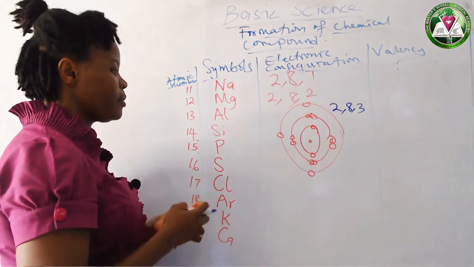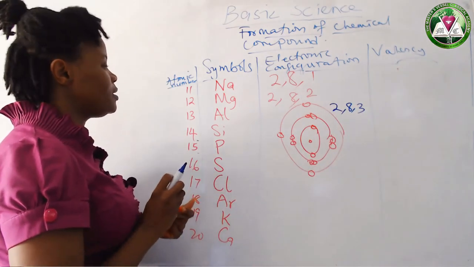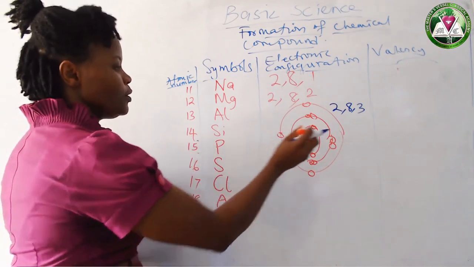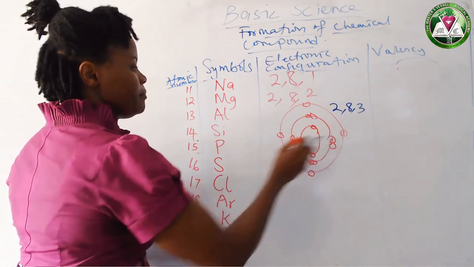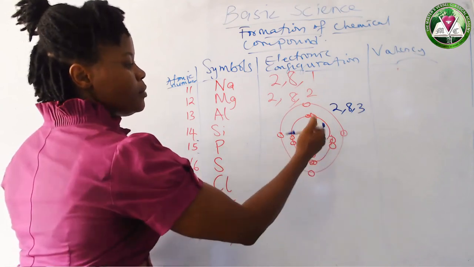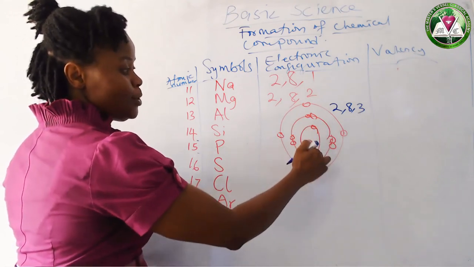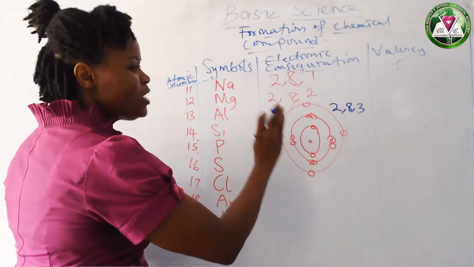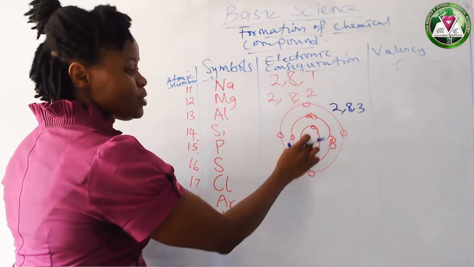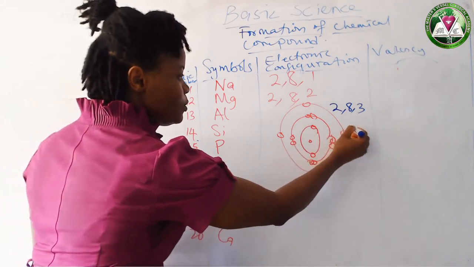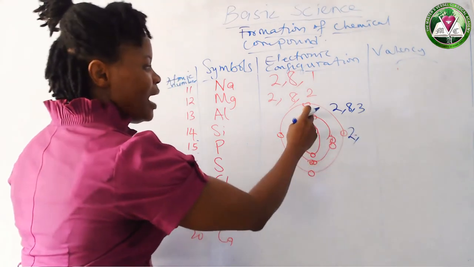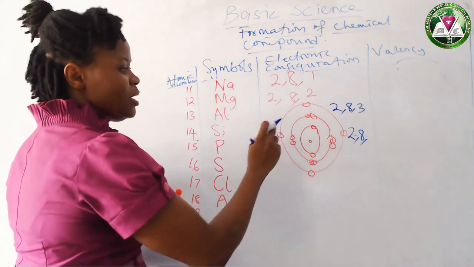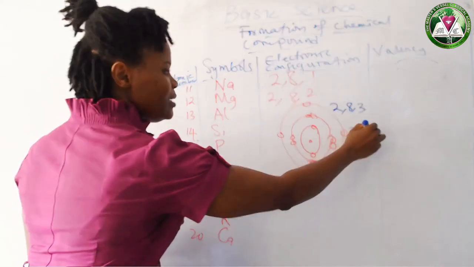Okay. The next one, silicon. After silicon, phosphorus. So let's deal with silicon. The first shell, follow me now. 1, 2. Don't forget, we are bringing out the electrons in each shell. The first shell has 2. You write it out. 2. The second shell has 8. You write it out. 8. Then the last shell has 4. You write it out. 4.